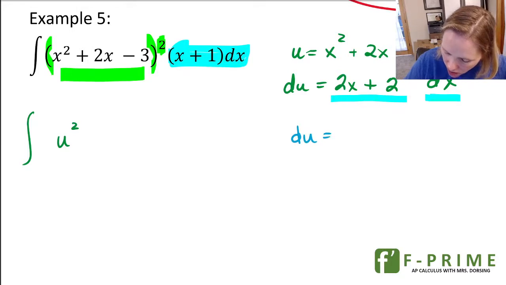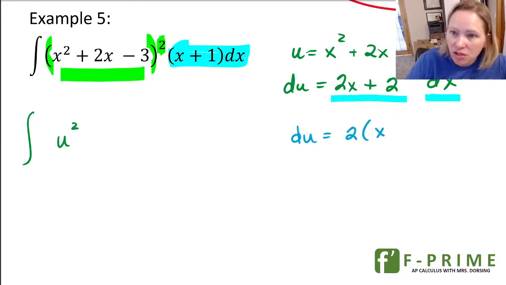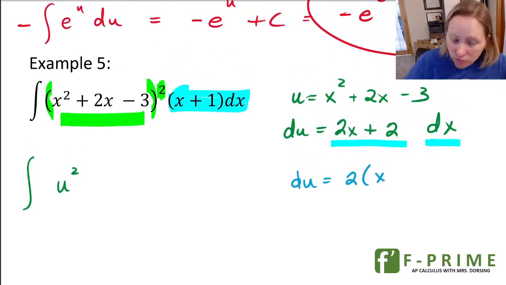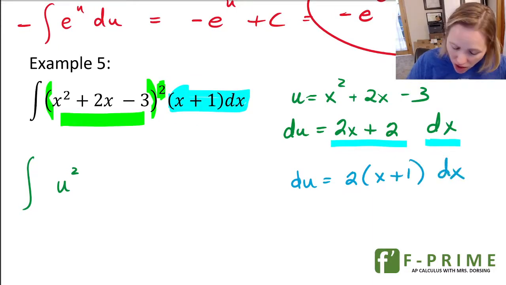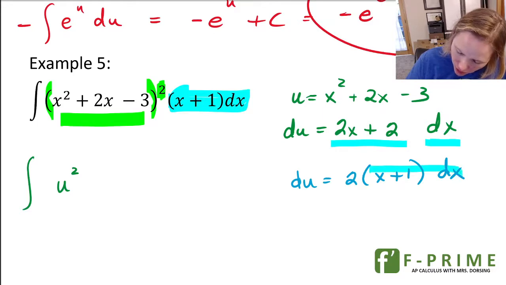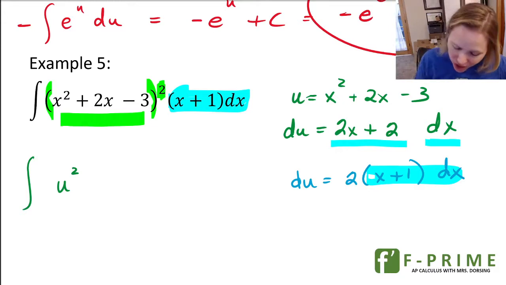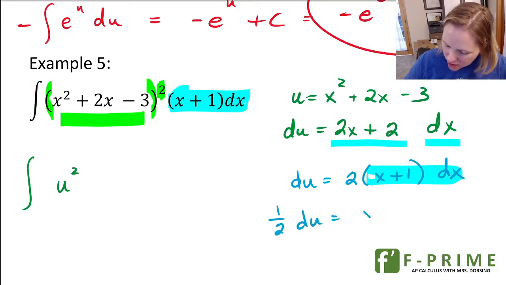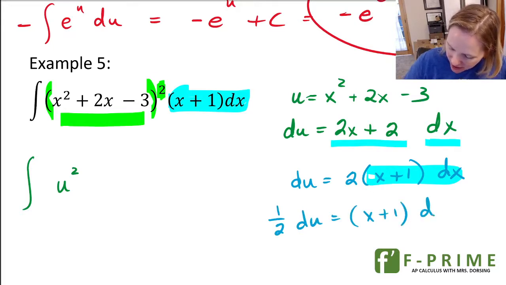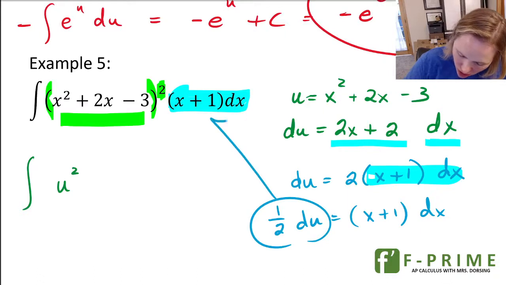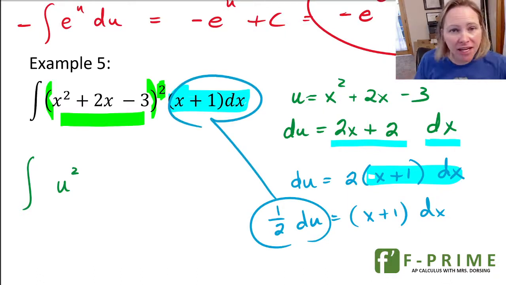I notice that I have a common factor here of 2. So I'm going to go ahead and rewrite this as 2 times x plus 1. So now here's the cool part. There's what I have left in the function, the x plus 1 dx. That's what I need to replace. So I'm going to get that by itself. I'm going to divide by the 2, and I'm going to get 1/2 du equals x plus 1 dx. Well, now this is what I'm going to trade out. That's what I'm going to replace my x plus 1 dx with.